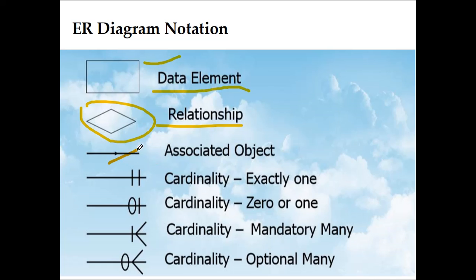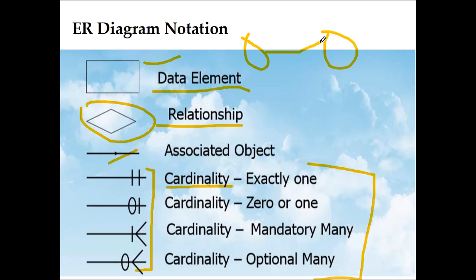Then this is an association, isn't it? What object is associated with it? Then you have these four things. You must understand these four things. These four things are also known as crow foot notations, because this looks like the foot of a crow. Crow foot notations are also known as cardinality ratio. Cardinality ratio means how two different entities are related.